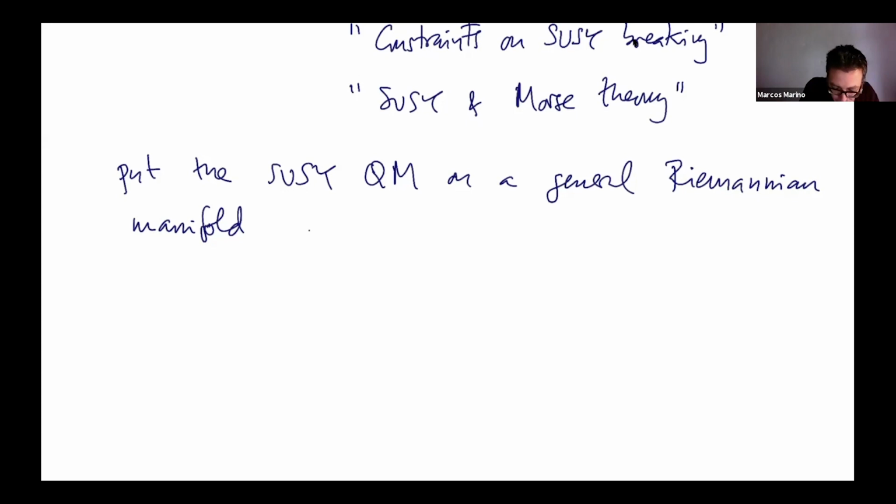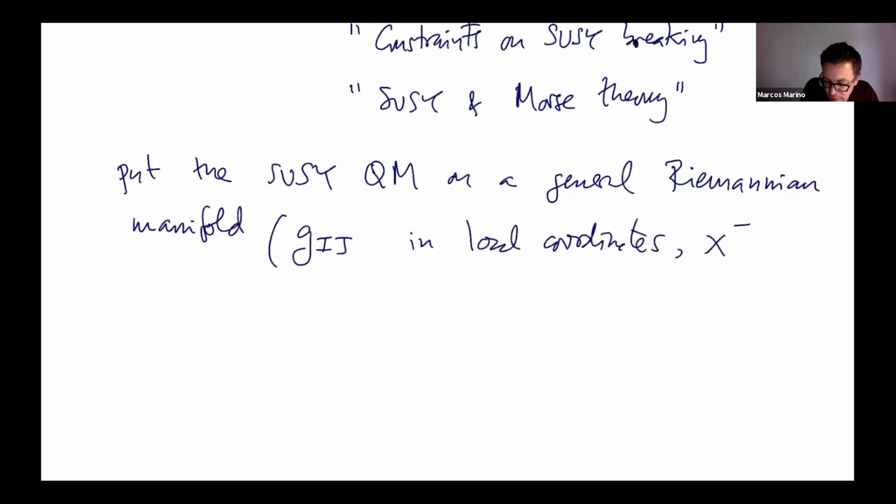So the metric, I'm going to denote the metric by g_ij in local coordinates, which I'm going to denote by x^i, okay? The way to do supersymmetric quantum mechanics on a general Riemannian manifold is to first work in local coordinates, and then make sure that your quantities are generalized, but as you will see, this will be an easy consequence of the geometry. So this is my setting: a general Riemannian manifold, which I'm going to call M.